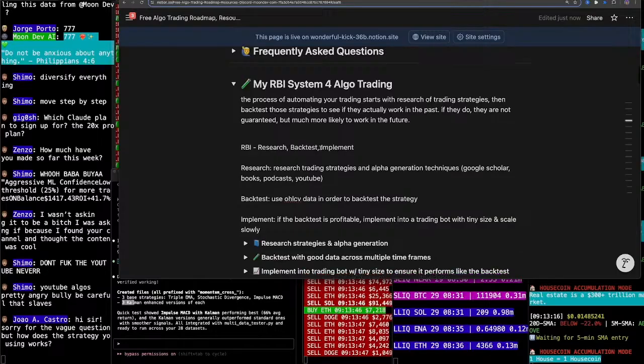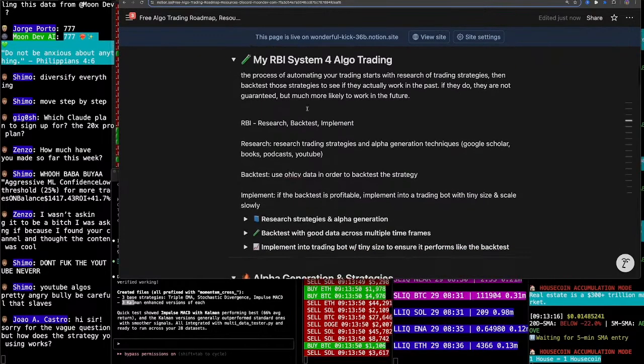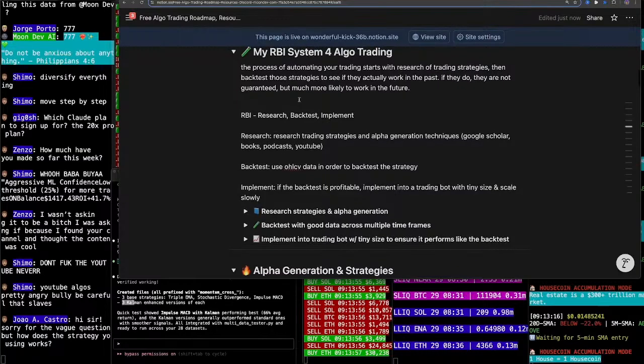The process of automating your trading starts with research of trading strategies. Then you backtest those strategies to see if they actually work in the past. If they do, they're not guaranteed, but much more likely to work in the future. So that's the research, backtest, implement, research, backtest, implement. That's what I do all day, pretty much. And I found it to be a pretty good system to follow.